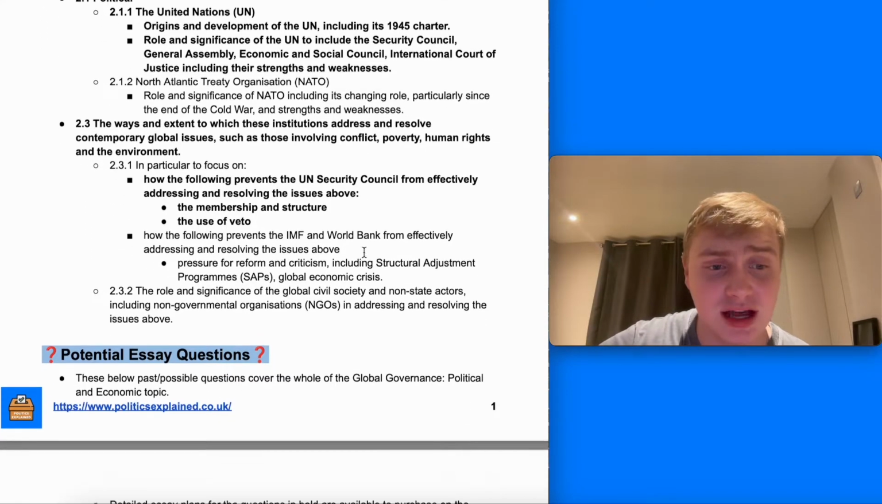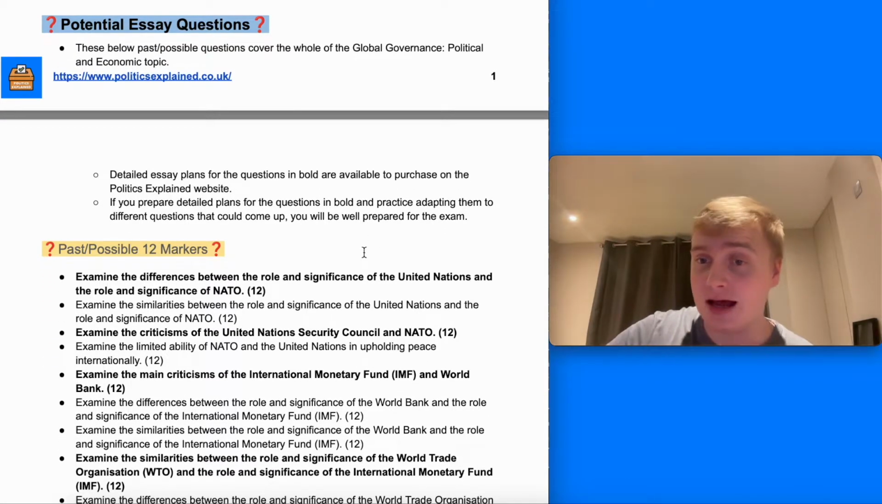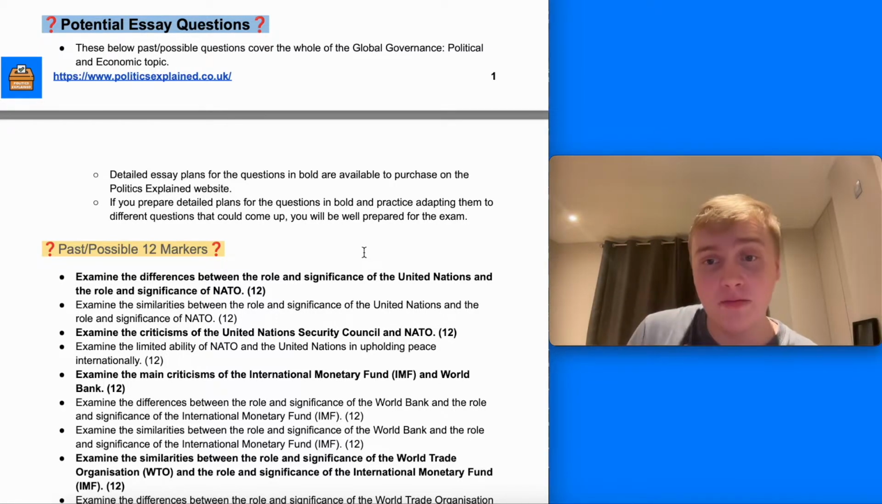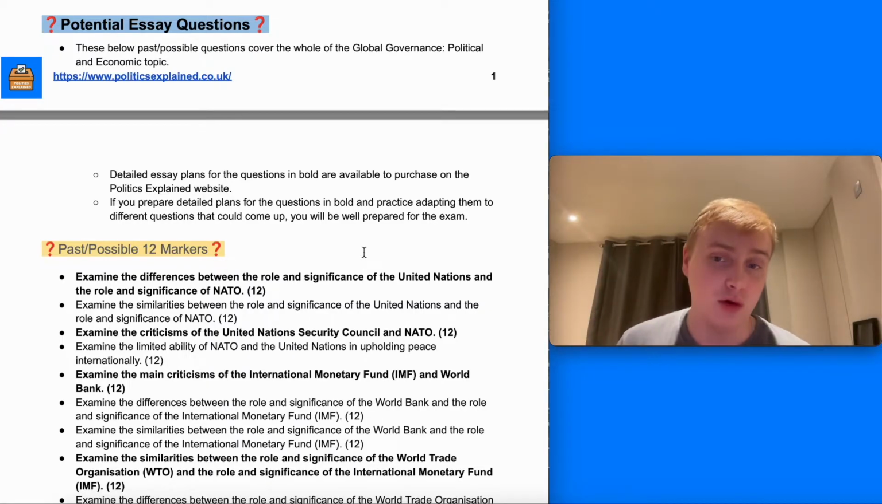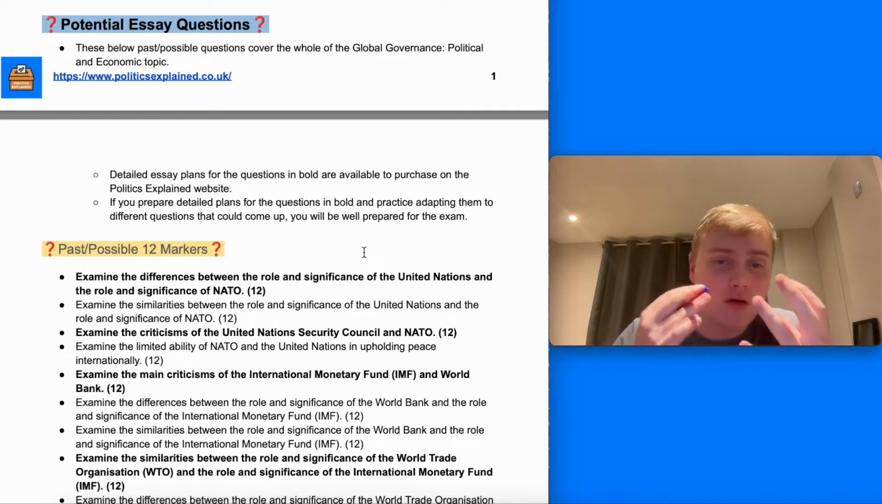In terms of some potential essay questions that you could practice, these 12 markers and 30 markers cover the whole of topic 2, so that's global governance, political and economic. And the ones in bold, there are 12 marker plans and essay plans on the Politics Explained website, really detailed ones covering all of them. And if you plan those ones in bold, you should be really well prepared for the exam. Even if different questions come up, you should be able to adapt the content you know from those detailed plans into the different questions.